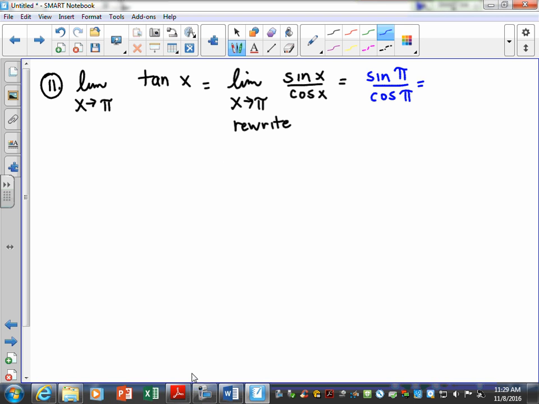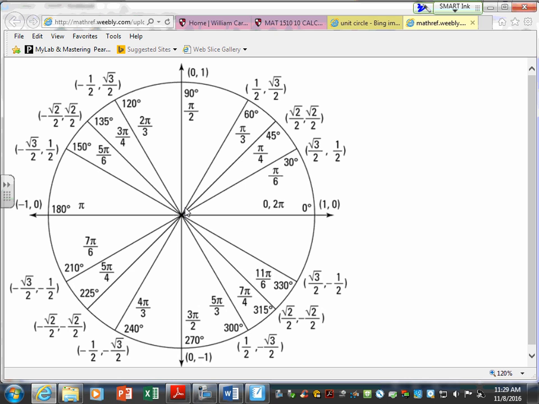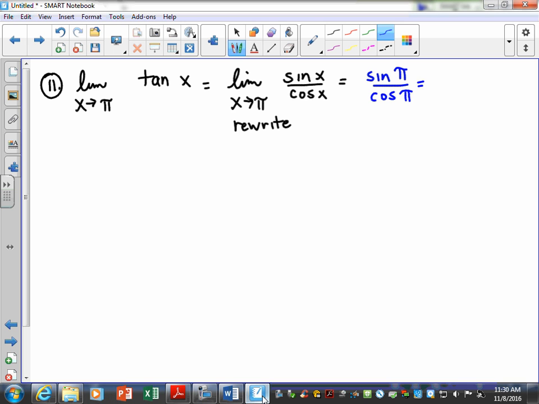Now I have a unit circle pulled up somewhere. The sine at pi, so here we are at pi. What's the sine value? Sine is the y value, so 0. What's the cosine at pi? Negative 1. So when we come back over here, you told me sine at pi is 0. Cosine at pi is negative 1. So the limit of tangent x as x approaches pi is just going to be 0.